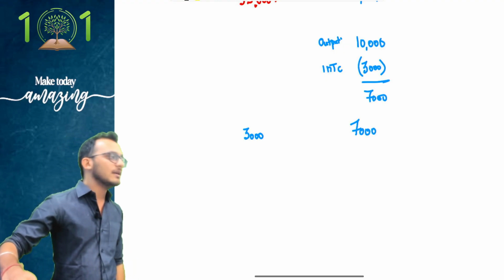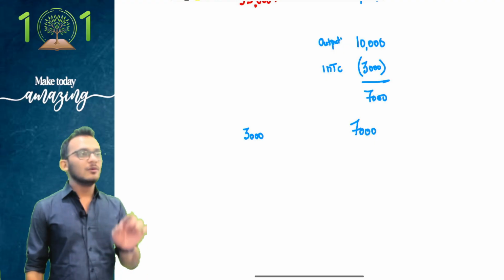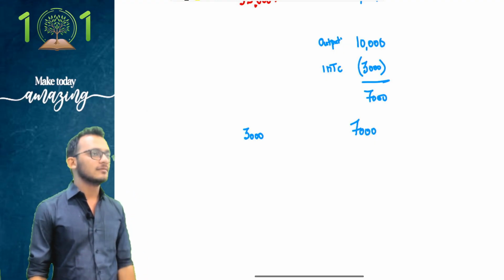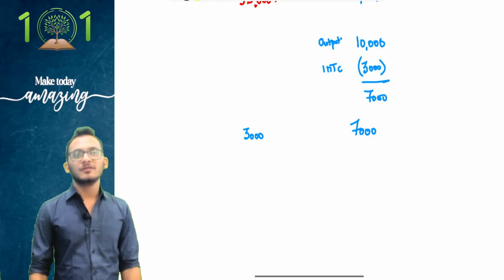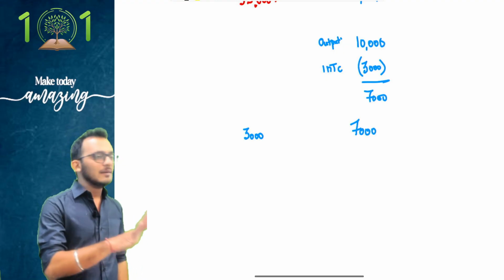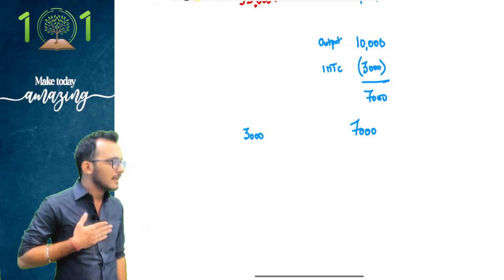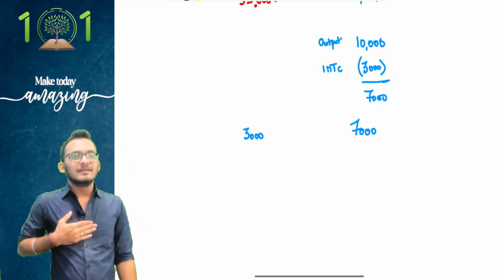Now look at Rahul and tell me. Rahul technically shifted his burden. True or false? People, Rahul should have paid tax of 10,000. Rahul only paid tax of 7,000 rupees.